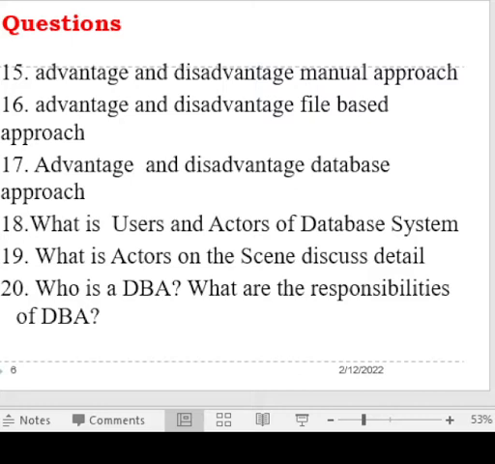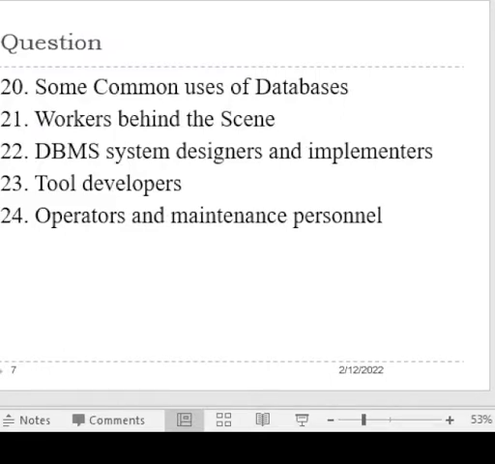The other one is users and actors in a database: actors on the screen, and their responsibilities again. The last one is some common uses of a database. For what purpose and for what area can we use a database? What are the workers behind the scenes: database management system designers and implementers, tool developers, and operators and maintenance personnel in a database management system?